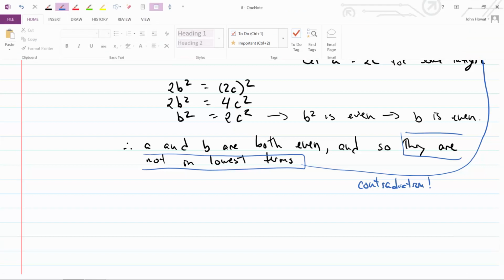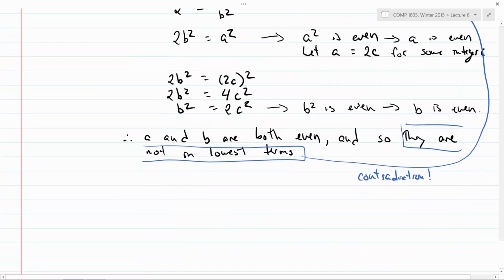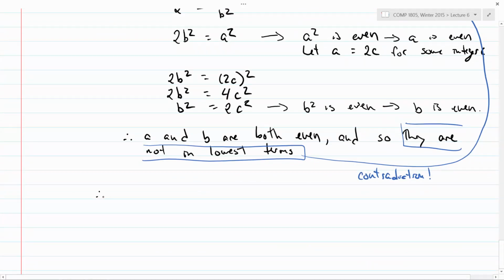And the only thing that possibly could have gone wrong is assuming that root 2 is rational. Because everything else I did was completely valid inference. It was completely good logic. The only thing that I wasn't sure about was root 2 being rational. Everything else followed perfectly. So my assumption must be wrong.